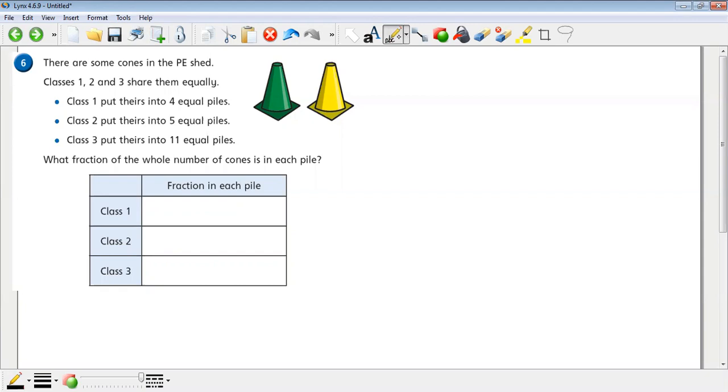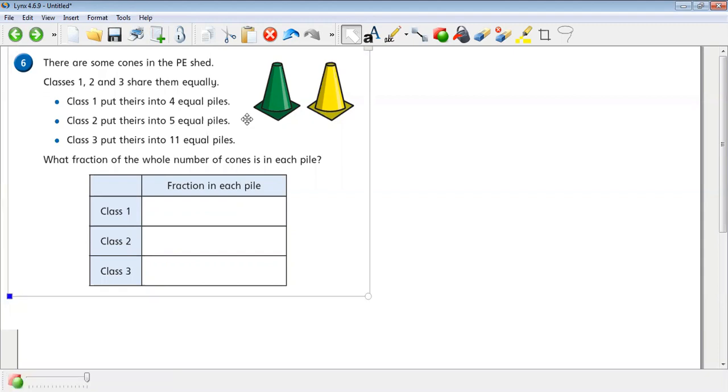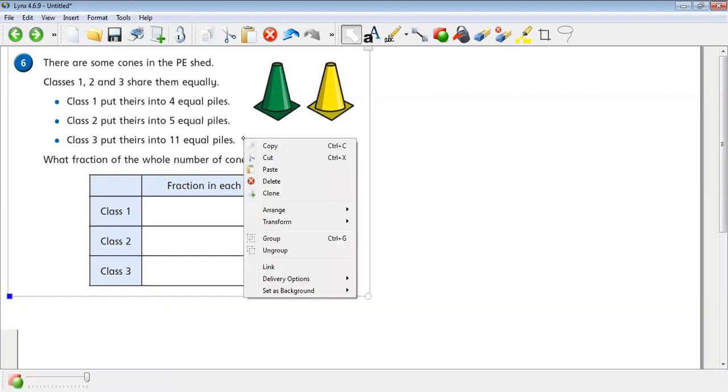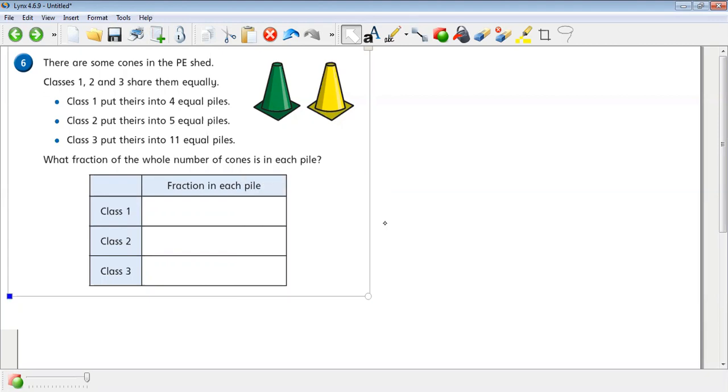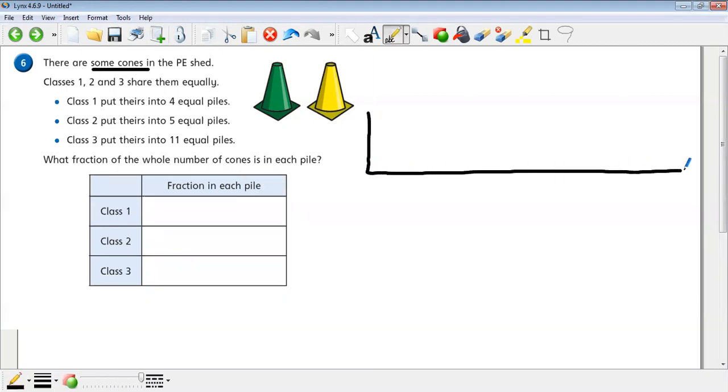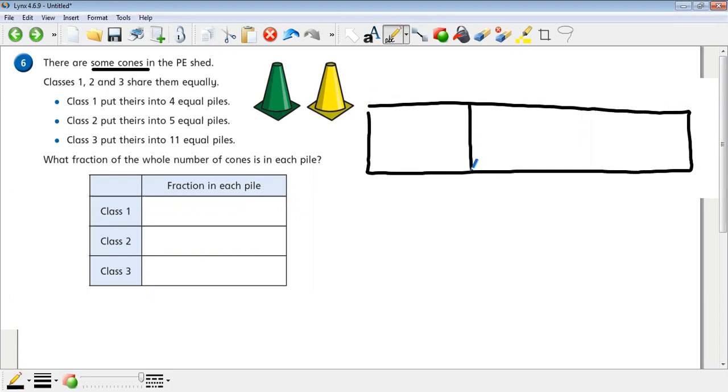Okay, so there are some cones in the PE shed, and then they're shared equally between classes 1, 2, and 3. Okay, so that means some cones. So I don't know how many. I don't need to know how many either in this question. So 1, 2, and 3 share them equally. So I'm going to have to split this into thirds because there's 3 classes.